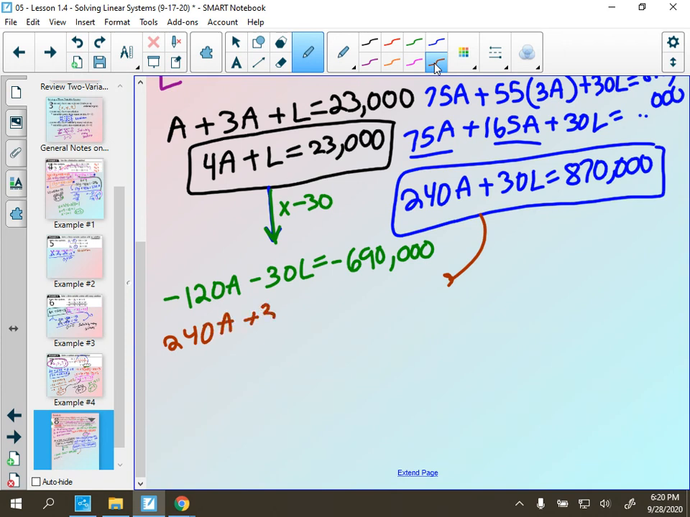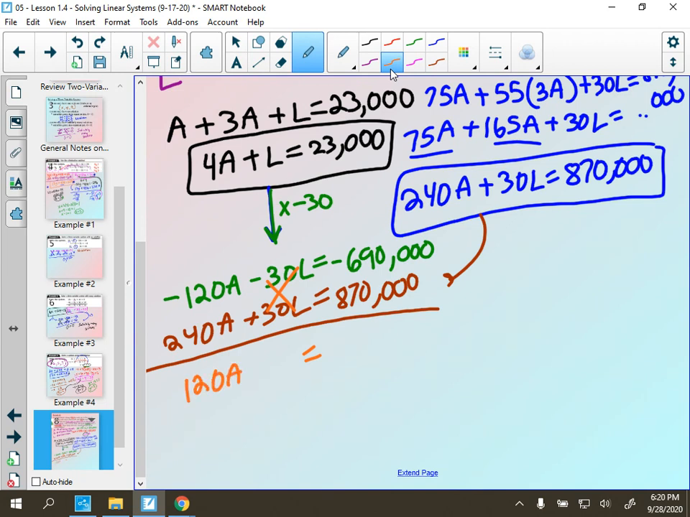plus 30L equals positive 870,000. Numbers getting big, but watch this. Here we go. The L terms are gone, eliminated, right? This is just twice as big, so we're talking 120a being equal to 180,000. We'll divide both sides by 120 to get a equals 1,500.